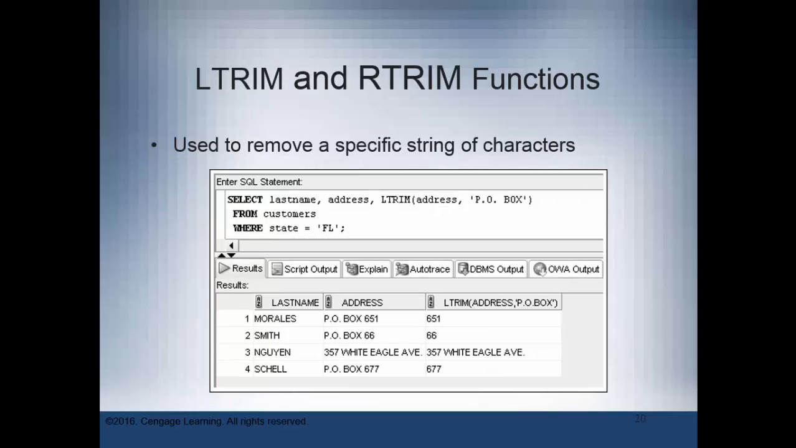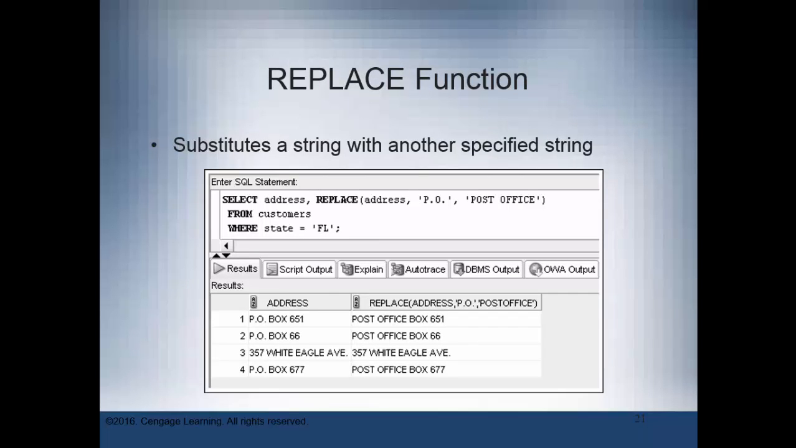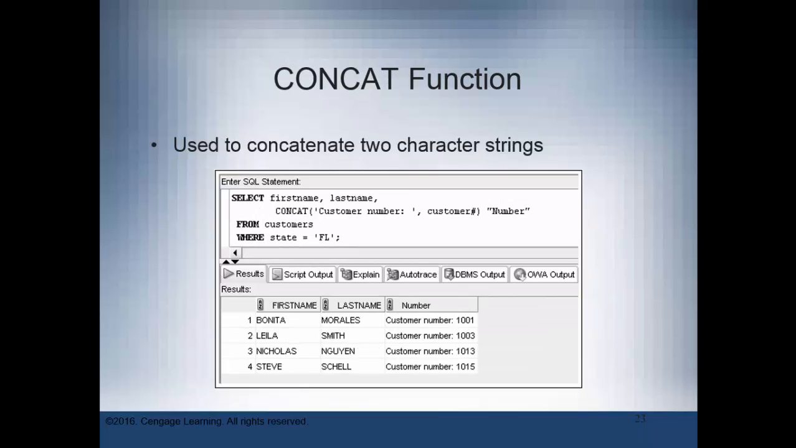The ltrim and rtrim functions are used to remove specific strings of characters from data. If you look at the sample select statement and the resulting output, you can see how the ltrim function is working in this example. The replace function is used to replace a string of characters from a field or literal string with another string of characters. The concat function is used to concatenate two character strings and display it as one output.